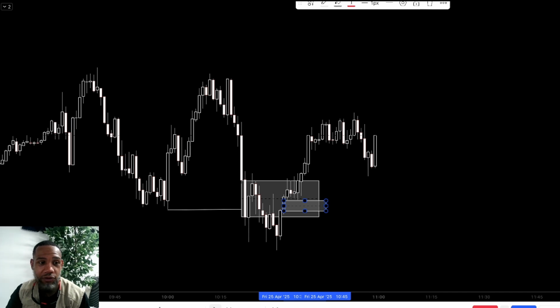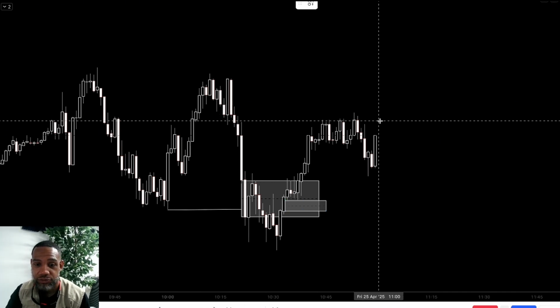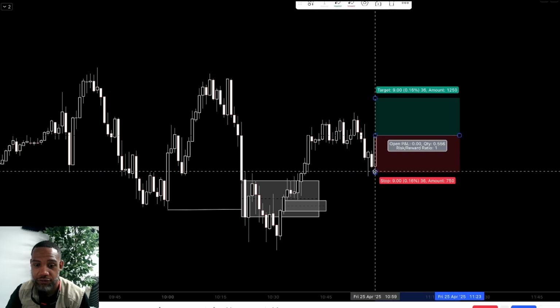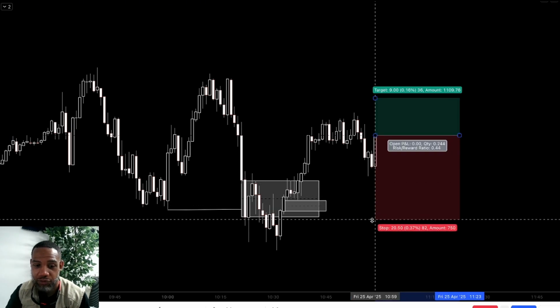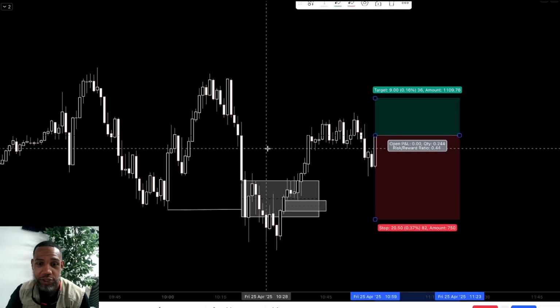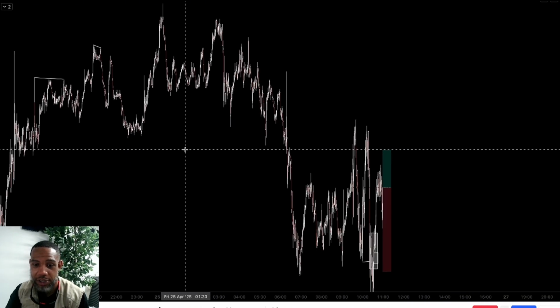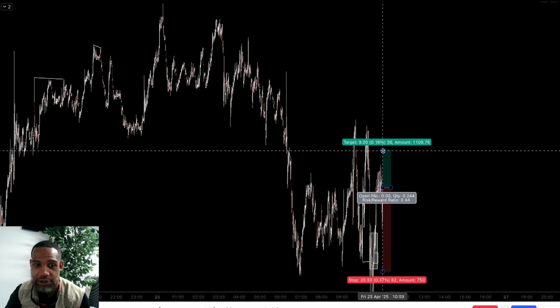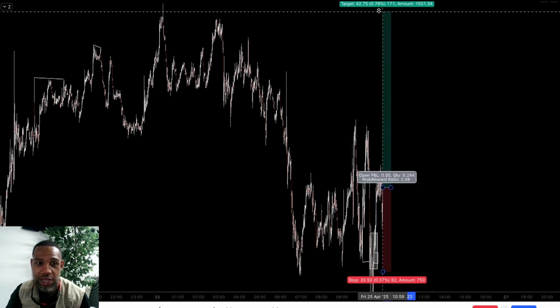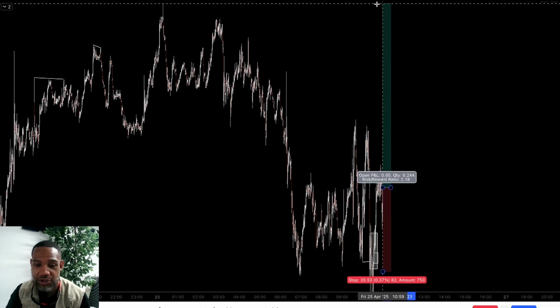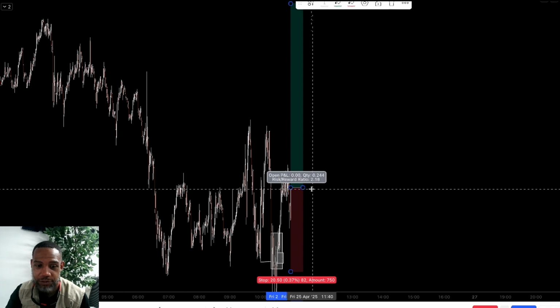Okay, nice pullback right here. So this is a nice point to enter this trade. First we're gonna put the stop right beneath the lows. All right, 20-point stop, and let's zoom out to see where we can possibly put the target. We have these nice external highs right here, so we got a nice 2-to-1.